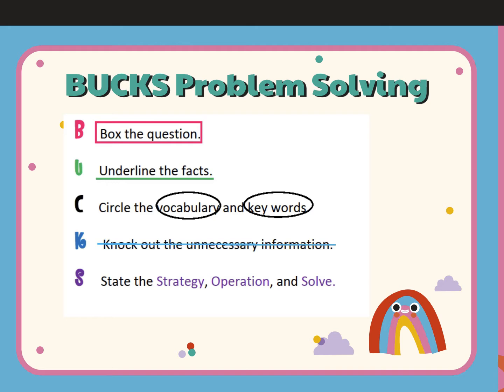So C is actually looking at those keywords, whereas you're underlining those numbers or things that you need to help you answer the question. K is for knock out unnecessary information. So again, looking at a word problem, it could be a lot, but we're going to knock out that unnecessary information. S, we're going to state the strategy, operation, and solve.